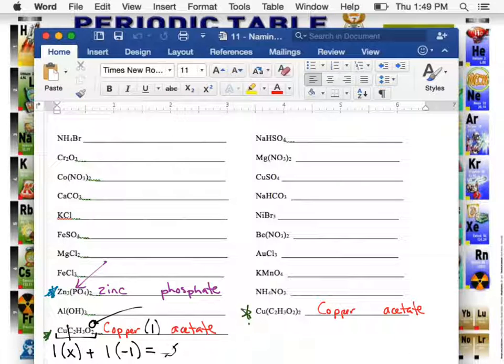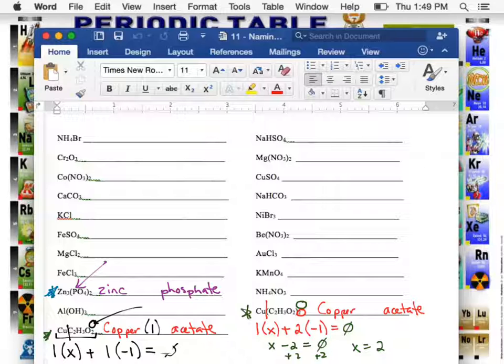Okay, so let's look at the next one. This one, I have a little more space, so I'll write it all out. There's one copper in this formula. I don't know its charge, x, plus, how many acetates? 2 acetates. What's the charge on acetate? -1. This must equal the overall charge. The overall charge is written in the upper right-hand corner. There is nothing there, so that must be a 0. I get x minus 2 equals 0. So x equals 2. Add 2 to both sides, and I get x equals 2.